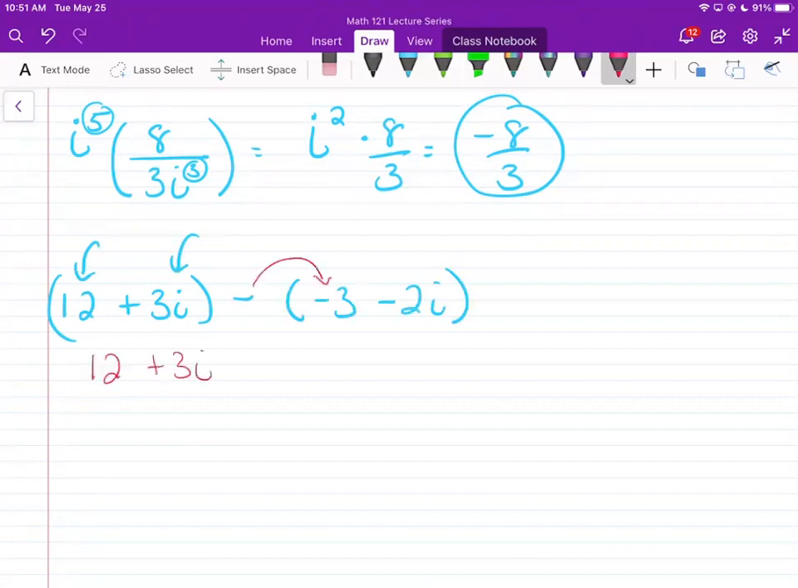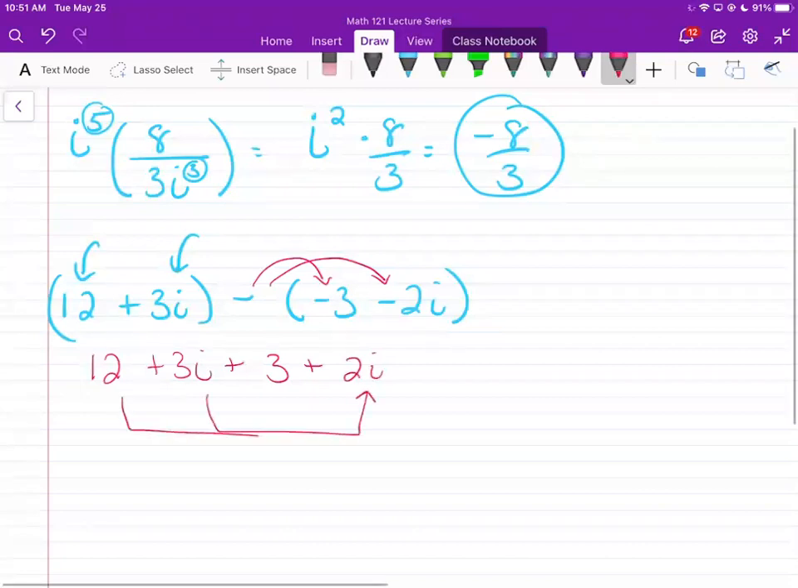I'm going to distribute my negative, and this becomes plus 3 plus 2i. And now I can combine my like terms, which leaves me with 15 plus 5i.